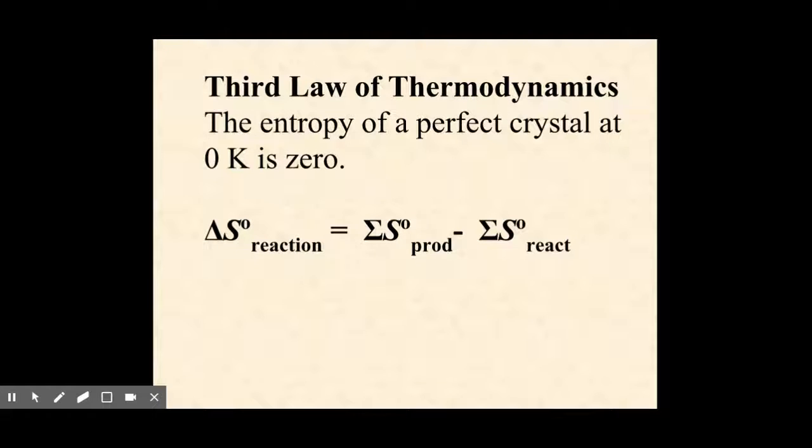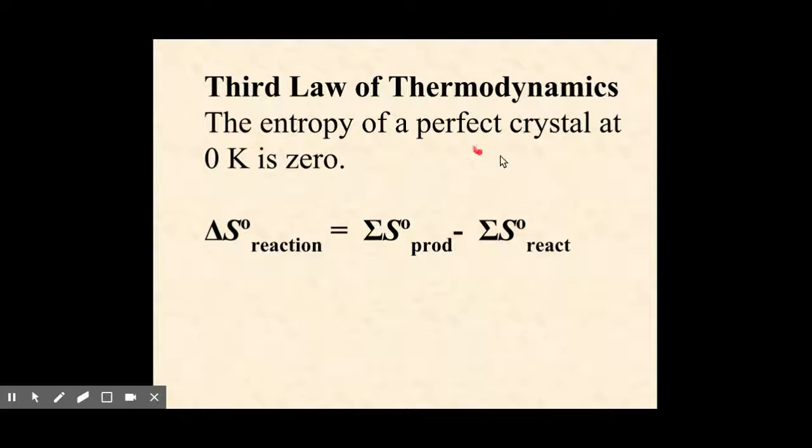We'll start this video off with a definition, but then we'll move to some examples. So the third law of thermodynamics, remember the second law was that the entropy was always increasing. Now the third law is that the entropy of a perfect crystal at 0 Kelvin is 0.